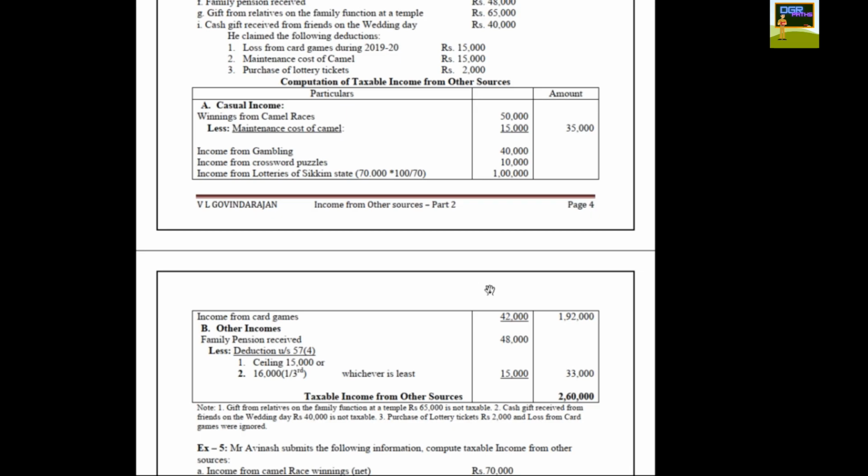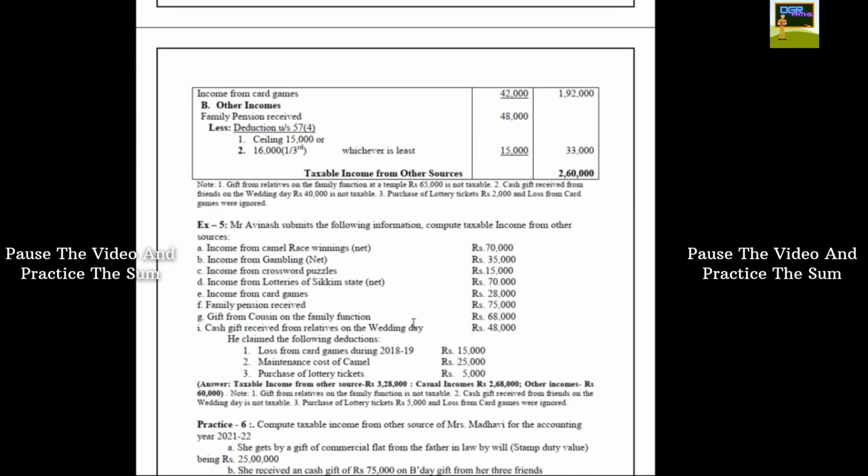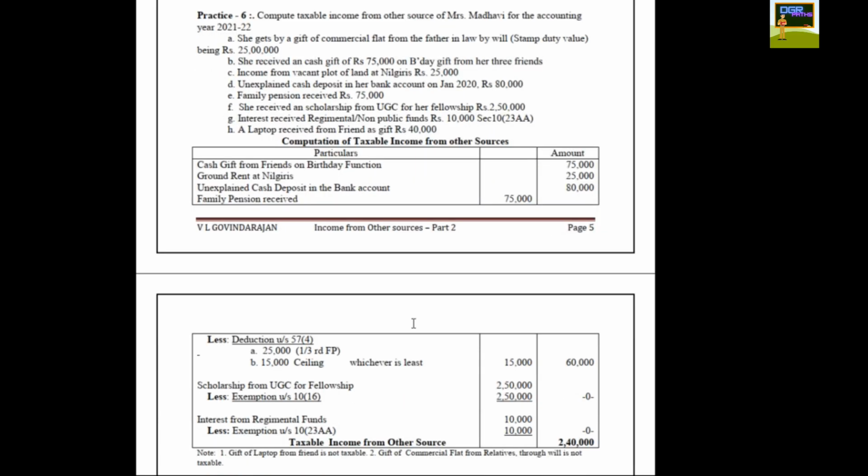In the same pattern, the listeners can practice exercise 5 and check the answer. Let me see practice 6. Compute taxable income from other sources of Mrs. Madhavi. She gets a gift of a commercial flat from the father-in-law by will. Any gift through will is not taxable, fully exempted, whatever may be the stamp duty value.